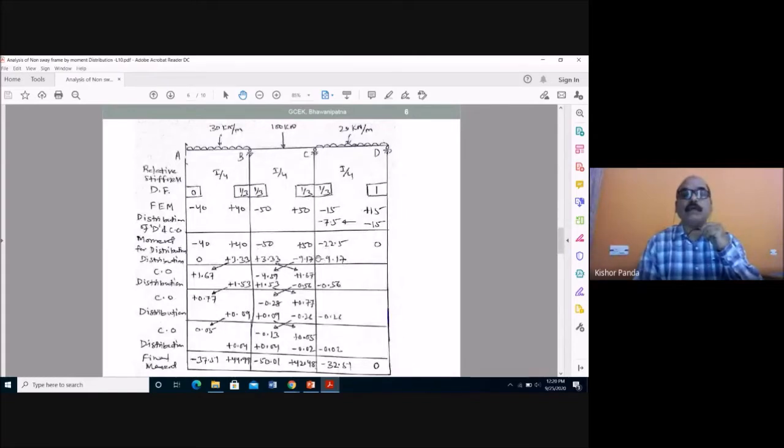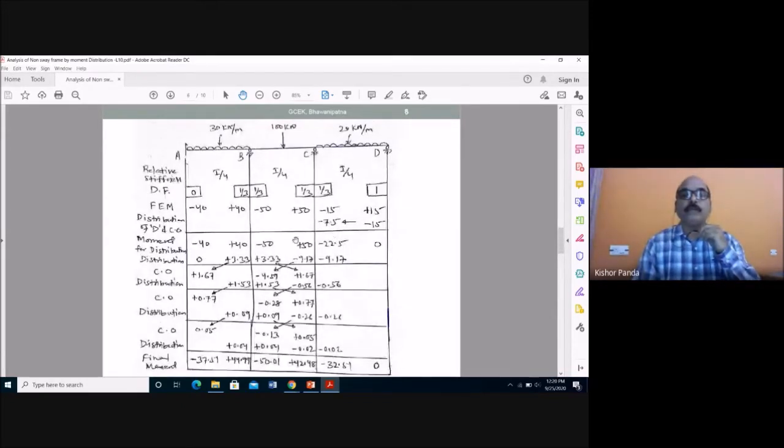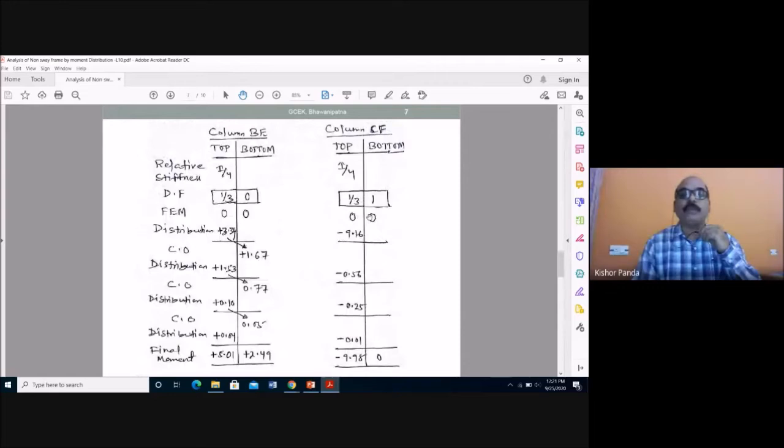Similarly, coming to joint C. So in joint C, what is the net unbalanced moment? 50 minus 22.5. So this is your plus 27.5, and that moment you have to distribute to members CB, CD, and also another member CF. So this is plus 27.5 into 1 by 3, and you put in opposite sign, negative. Plus 27.5 into 1 by 3, opposite sign, minus 9.17. Similarly, for the vertical member, plus 27.5 into 1 by 3, opposite sign, minus 9.16. Always you see at joint C, 3 members meet.